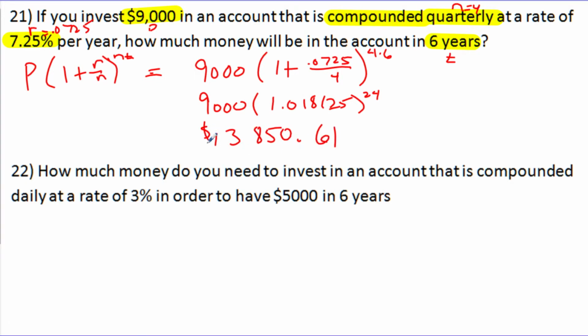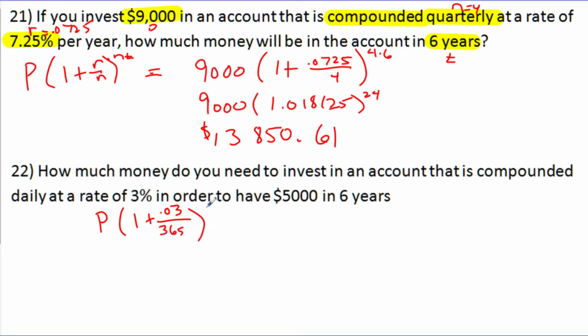Problem number 2 is also using compounding, except in this case, they're telling us what's going to come out of the function. They're saying you're going to have $5,000 when you're done. What did you need to start with, which means we don't know what P is. So I'm going to say this is P times, and I know the rest of it. It's going to be 1 plus, here's my R, 0.03. And then N in this case, it says compounded daily. Daily would be 365 times in a year.